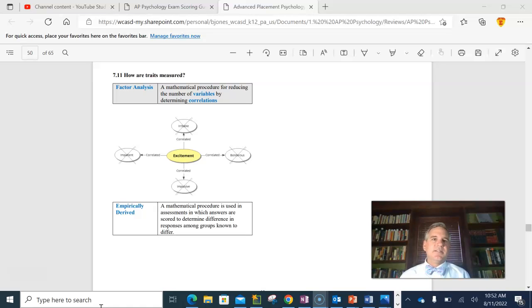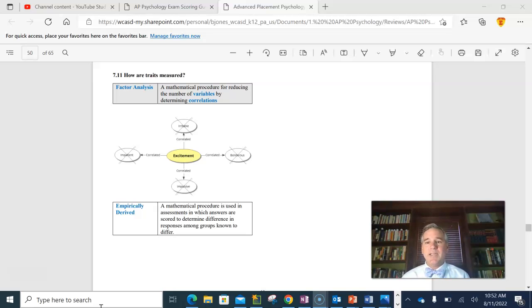So for factor analysis, this is a clever thing that researchers did. They started looking at all the different traits that can be used to describe people, and they started going through the dictionary. They found that there were thousands upon thousands of adjectives used to describe people's personality traits. So they said, how do we boil down these thousands of traits into a manageable number?